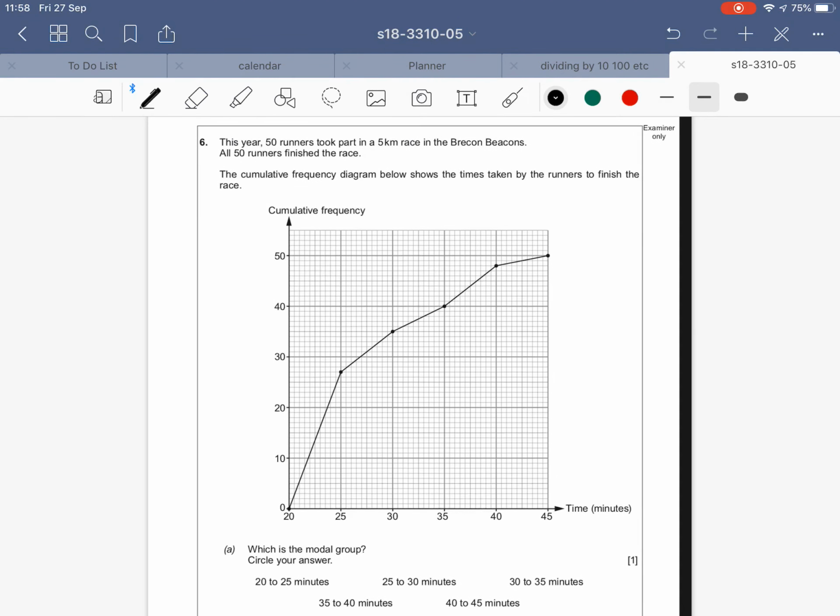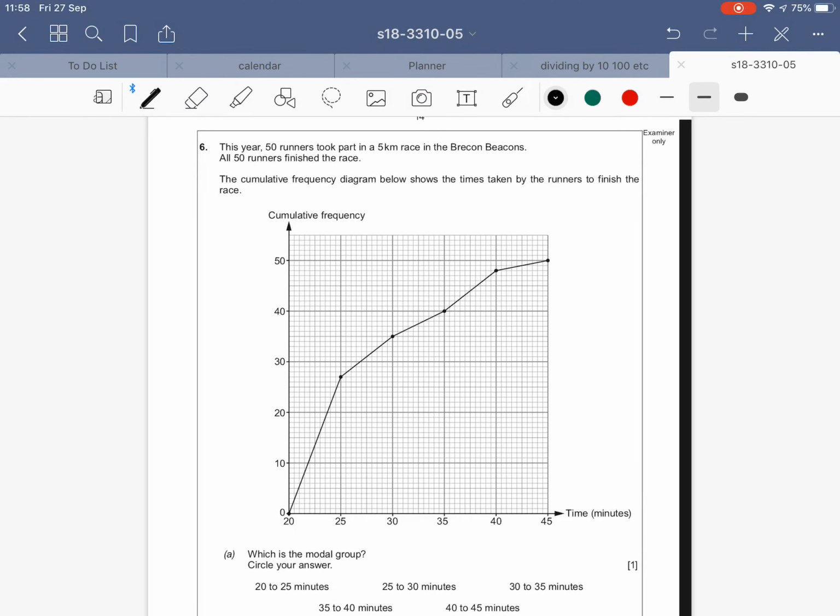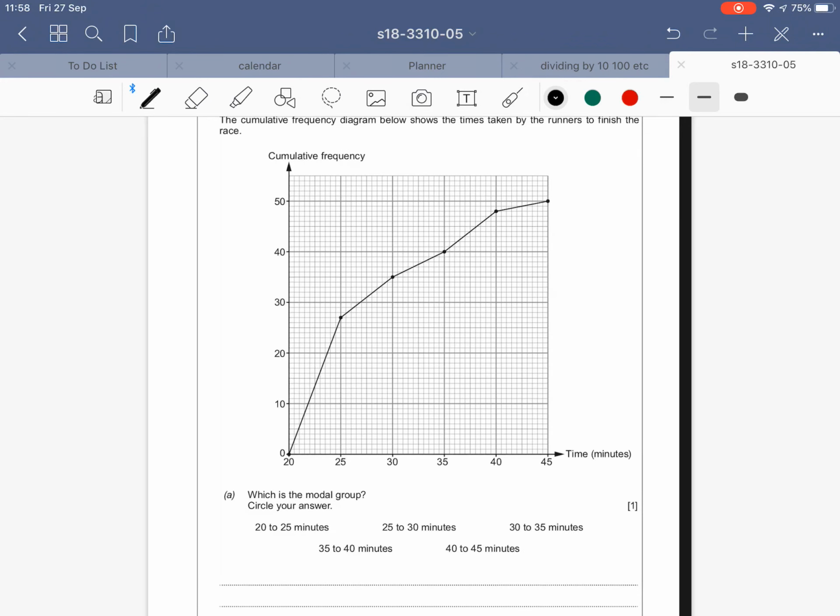Okay, question 6. This year, 50 runners took part in a 5-kilometre race in the Brecon Beacons. All 50 runners finished the race. A cumulative frequency diagram shows the times taken by the runners to finish the race. What is the modal group?